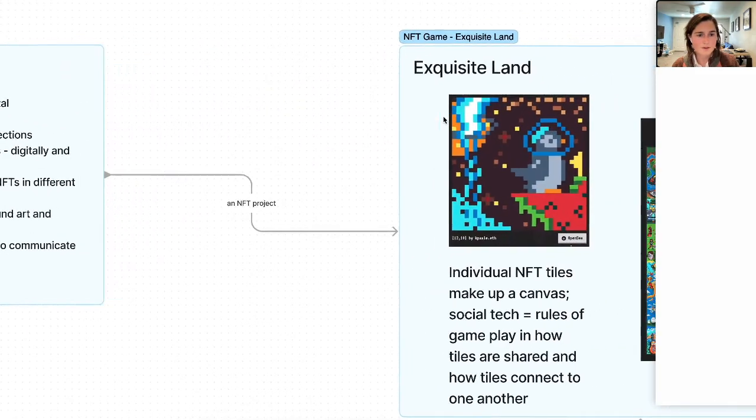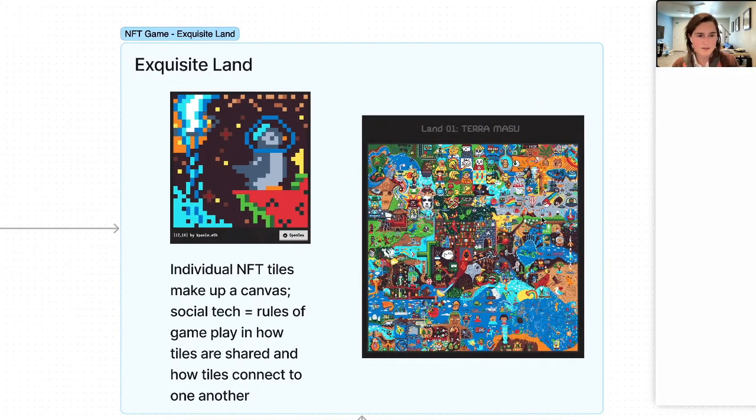And the example is a game called Exquisite Land, which is a pixel art drawing game. And the way it works is it's a canvas model, and what you're seeing is drawn. And the game is underpinned by digital technology, blockchain, the way that each tile is shown on the canvas. It's minted to the blockchain. There's a whole process for how this happens.